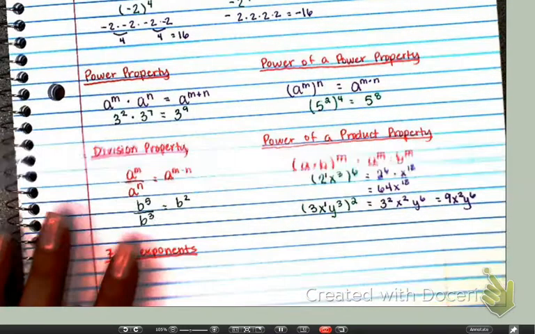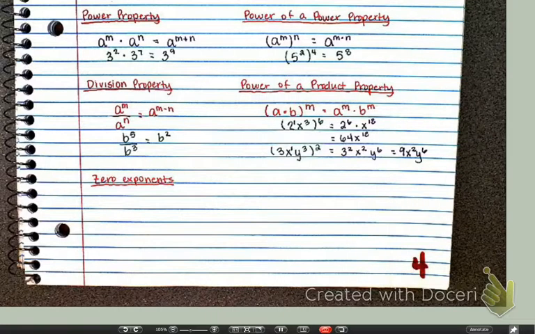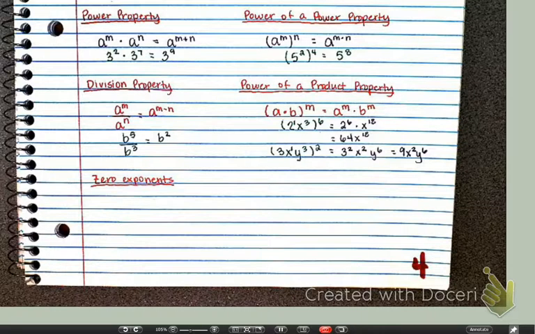Zero exponents. What? That looked like a 7. That's a Z. Sorry. 0 exponents. Now this question is always my favorite, and it's probably the easiest question you will ever get, and someone's not listening and will get it wrong. Okay. Are you ready?